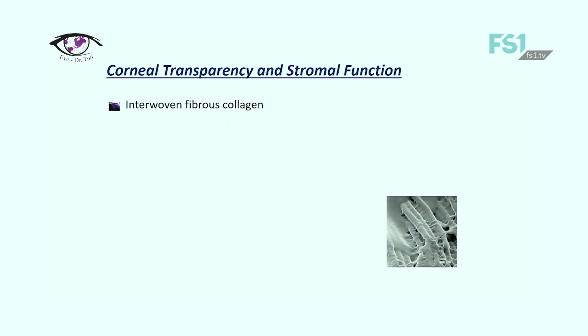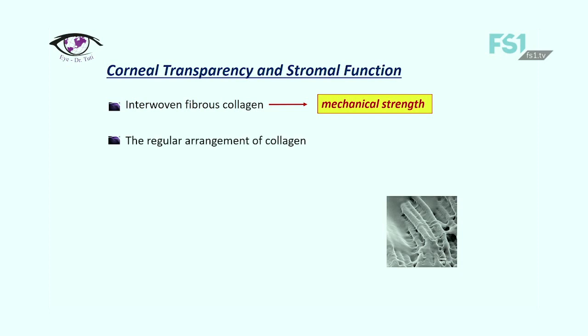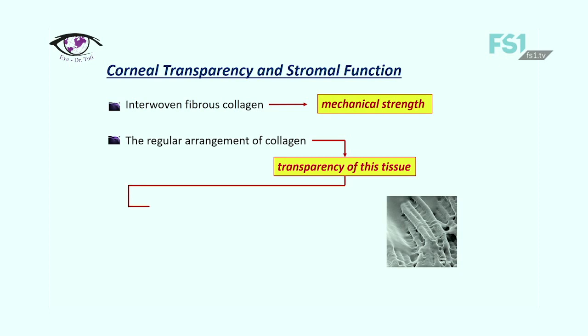Corneal transparency and stromal function. This slide was also in the presentation cornea as a refractive medium, so I just wanted to add these slides in this presentation too, because it clearly describes the corneal transparency and stromal function. Interwoven fibrous collagen provides mechanical strength of the stroma and the cornea itself. The regular arrangement of collagen provides transparency of this tissue. Additionally, there are some specific factors which play a very important role in maintenance of corneal transparency.